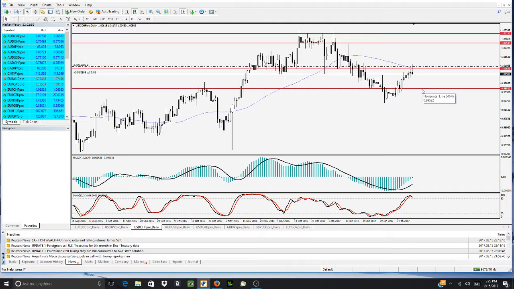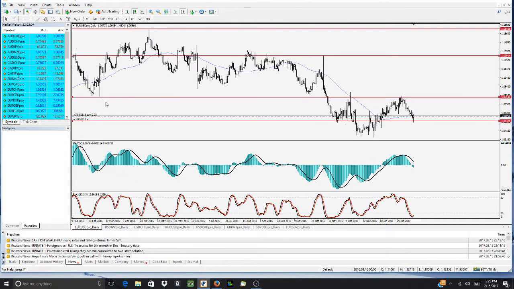So we're going to see where these take me. But right now I am selling the USD Franc, and I'm buying the Euro USD. So I'll be back with another video. I'll keep you updated on these trades that I'm in.